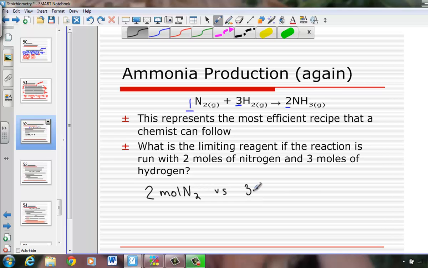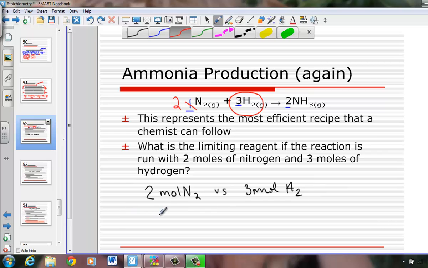A 2 mole nitrogen versus a 3 mole of hydrogen. So looking back at the original recipe, instead of a 1 to 3, I run it at a 2 to 3. Is that really going to change the amount of product that I make? Well, of course not, because the hydrogen was not changed. It requires 3 moles of hydrogen to produce 2 moles of ammonia. What I've done really is just added an extra mole of nitrogen that would be sitting there unused.